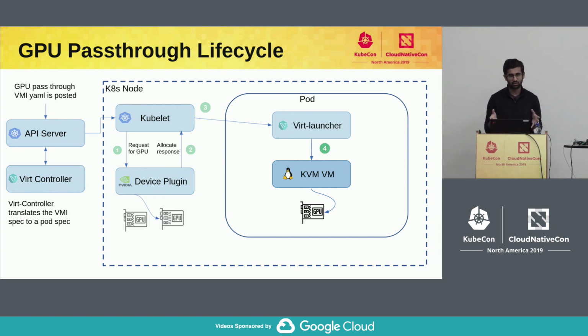That's all there is to it, and now you have a KubeVirt VM which is running on a Kubernetes cluster, and it has a GPU assigned to it. You can maybe run your games on it. You can play your games on a Kubernetes cluster if you want. Going ahead, this is what the GPU pass-through is all about on KubeVirt.